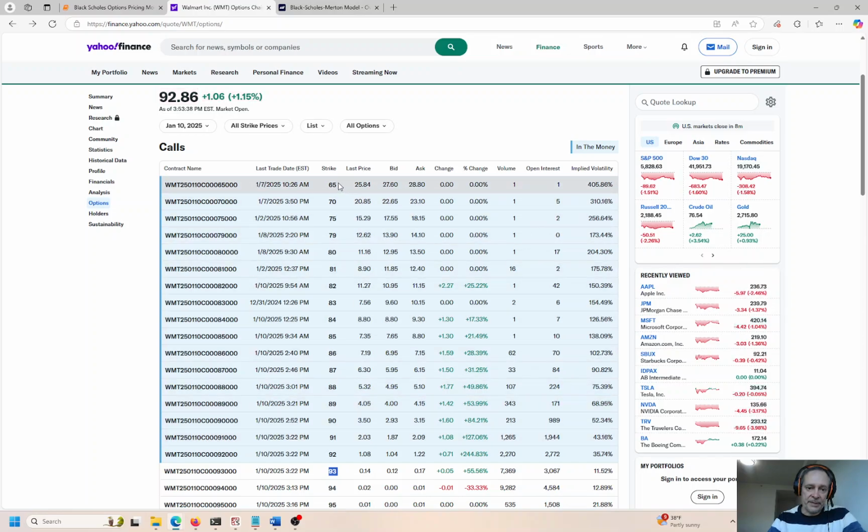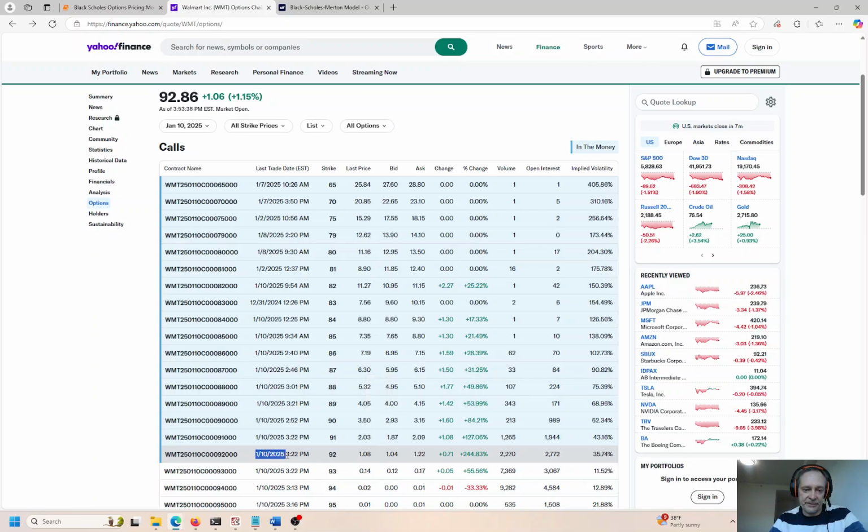65 is going to be a lot more expensive, right? That's deep in the money right there. That guy is definitely making money, so it's a lot more expensive because he's guaranteed to make money. This is pretty cheap because it's at the money, but it's probably not going to really go into the money. The stock is 92.86. It's just in the money a little bit and expires today.